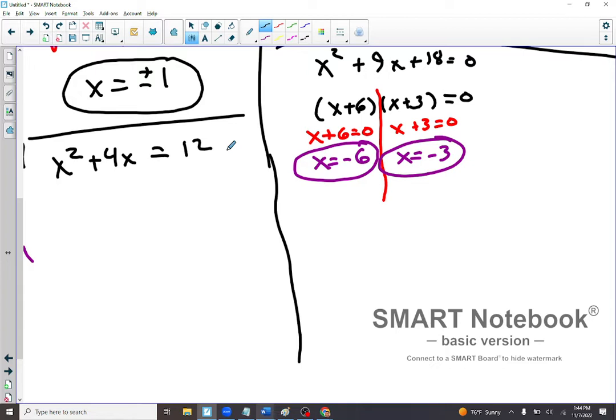Our next one, x squared plus 4x equals 12. What we're going to do is subtract 12 on both sides, because we cannot do any factoring until it equals 0. x squared plus 4x minus 12 equals 0. It has to equal 0 to start the process. So things that multiply to -12 and add to 4: x plus 6 and x minus 2.